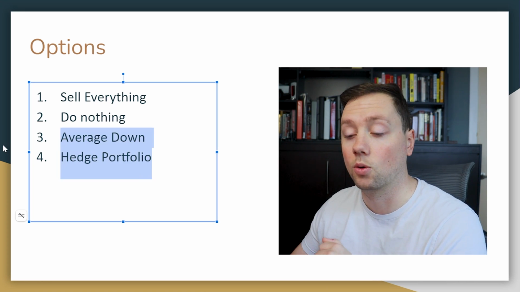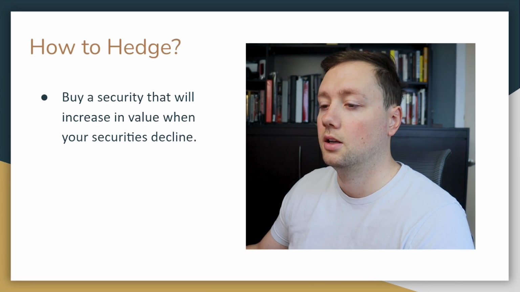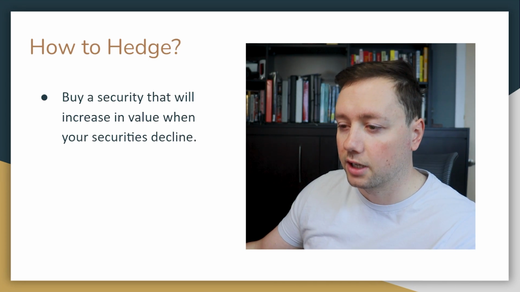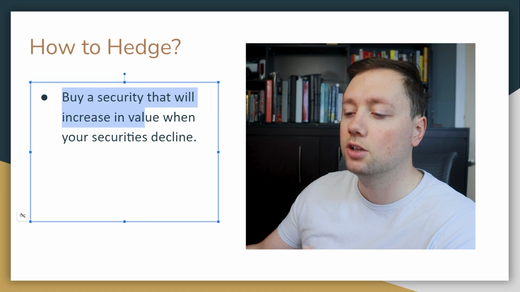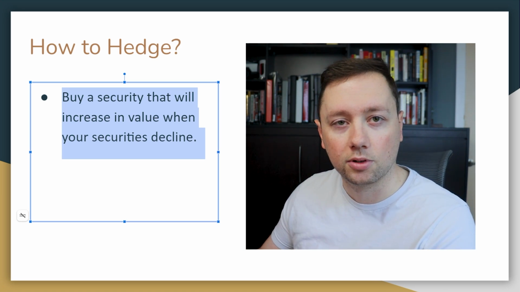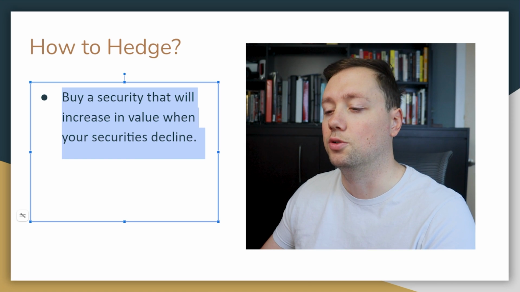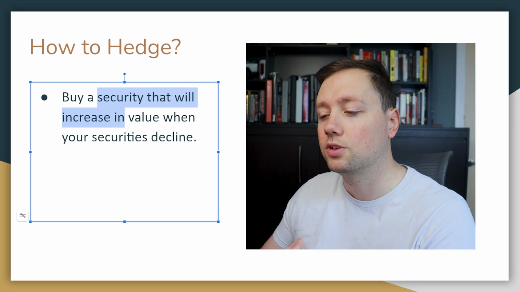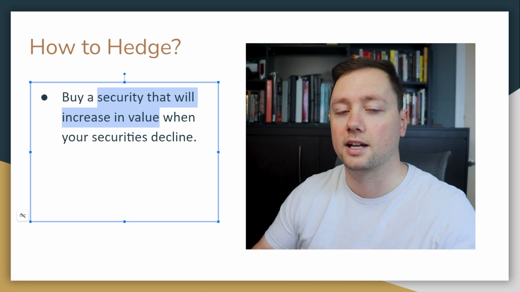And your fourth option that we are going to talk about and walk you through in this video is called hedging your portfolio. Now, how do you hedge your portfolio? Very simply, the idea here is that you want to buy a security that will increase in value when your securities decline. So in our example right now, we are holding the S&P 500 ETF. So we would want to buy a security that will increase in value when the S&P 500 declines. That is the idea here.